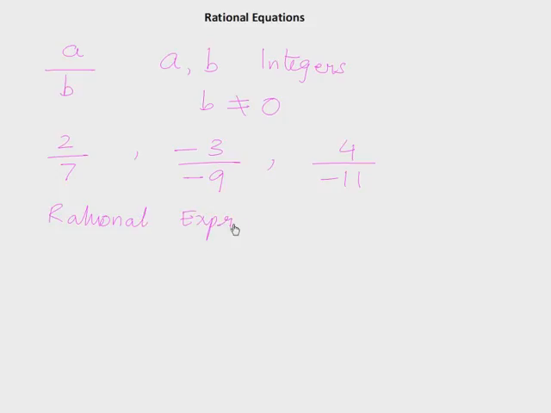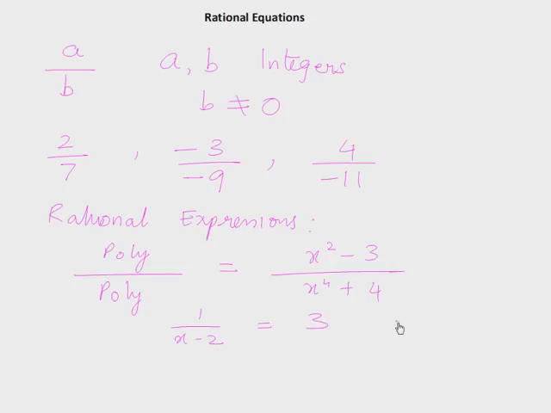Rational expressions. We also saw in a previous lesson that rational expressions are polynomials upon polynomials. So something like x squared minus 3 over x to the fourth plus 4 is a rational expression. A rational equation is something which involves rational expressions and an equal to sign, because you want to make an equation out of it. So something like 1 over x minus 2 equal to 3 would be a rational equation. Anything that involves a rational expression and an equal to sign and some numbers would give us an equation.